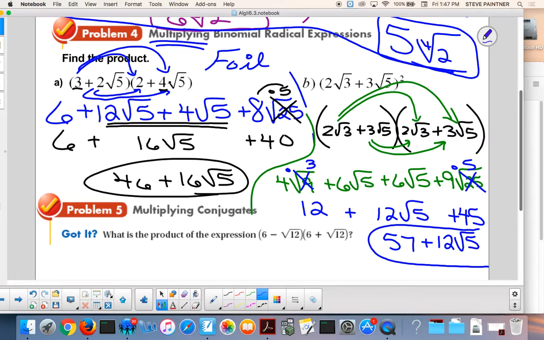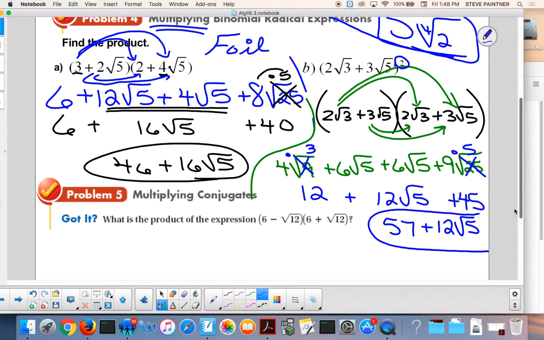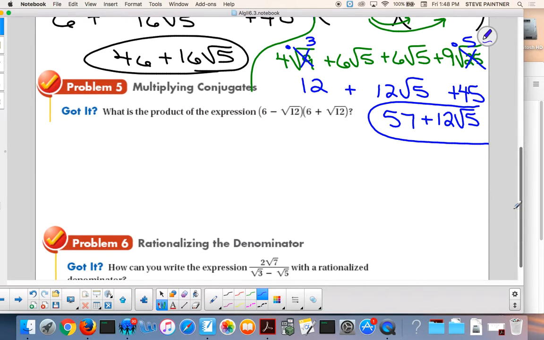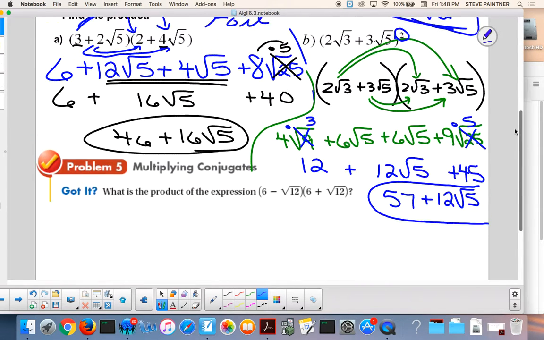So really, when you get to this point on the test, quiz, whatever, or homework, that little 2 tells me to write it twice and just foil it out. Okay? Wait, wouldn't it be square root of 5? Hang on, let me go back. Where are we at?